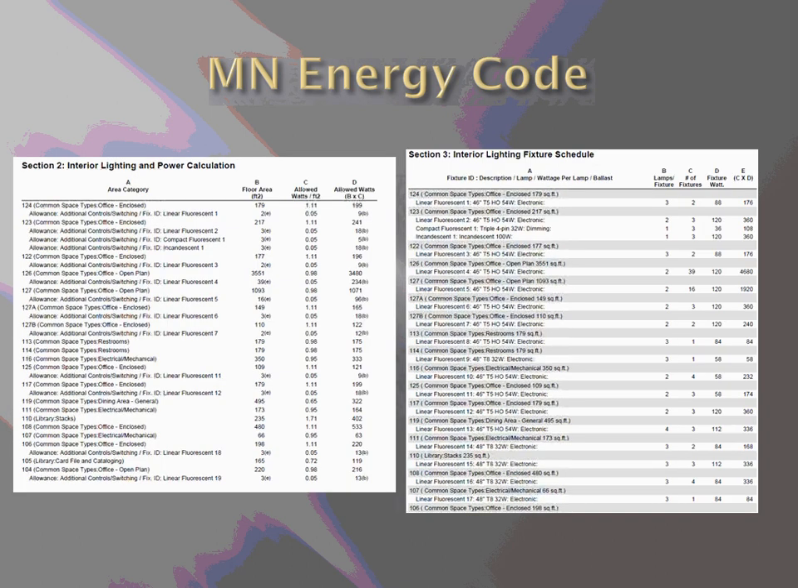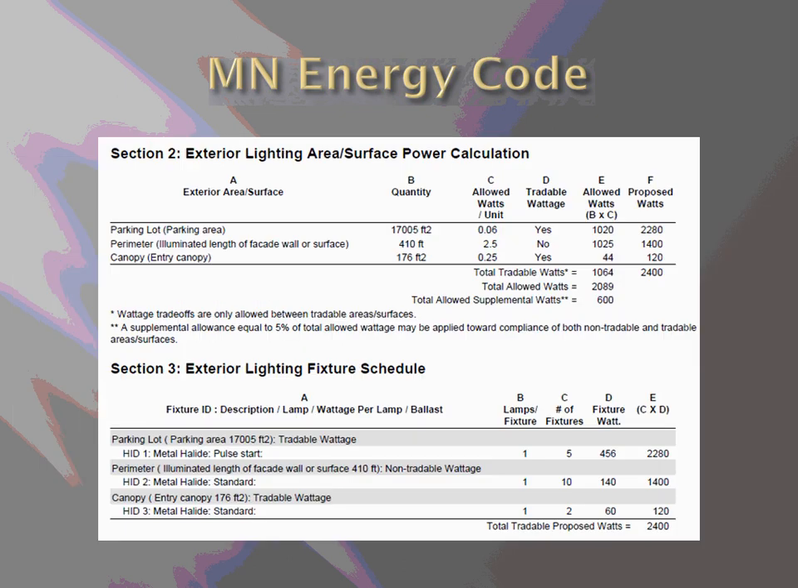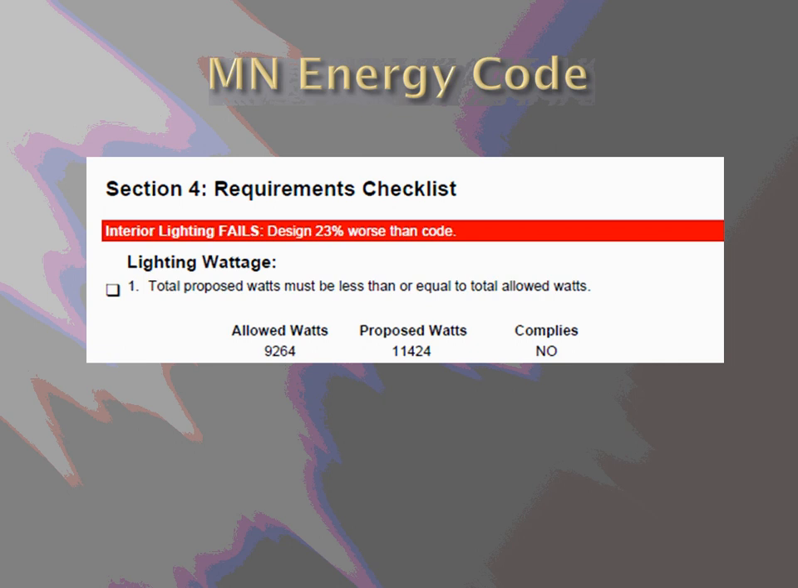Here you can see how big each room was, the watts allowed, and what we used. And then this is a schedule of all the different lights that we used. This is the exterior, which we also ran through COMcheck just to make sure it was all up to code. Luckily, Chad didn't make me go back and read the code. Probably just run the software.